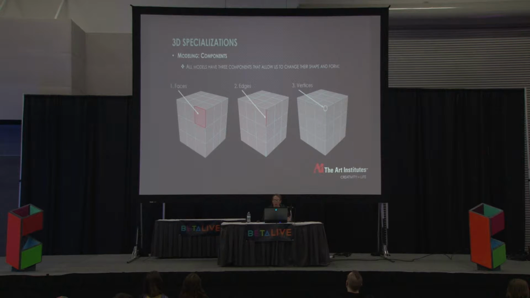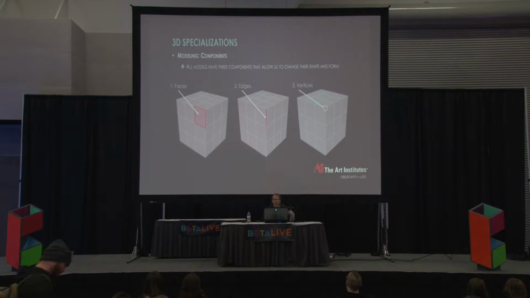Utilizing and moving around those three components allows us to change the shape and thus create our models, right? So we have faces, edges, and vertices, okay? So that's a very broad overview of modeling, right? A lot of modeling really is just pushing and pulling vertices around. Those little points up here, a lot of just pushing and pulling those.